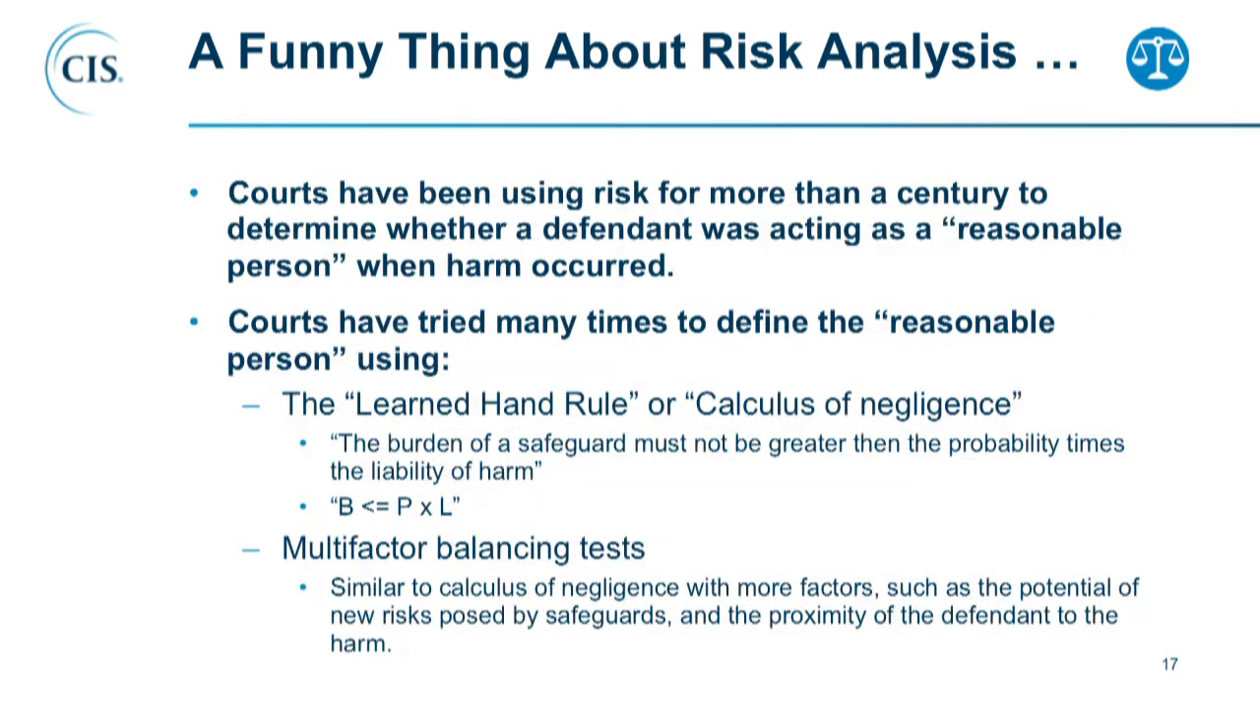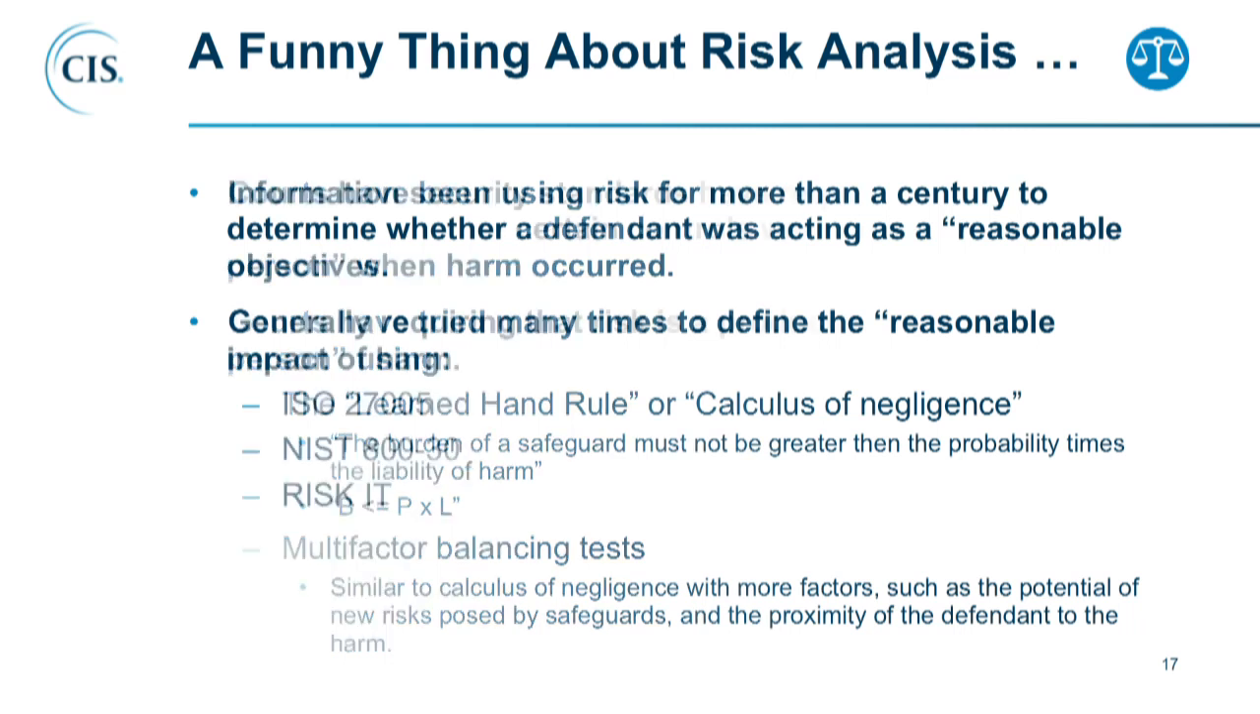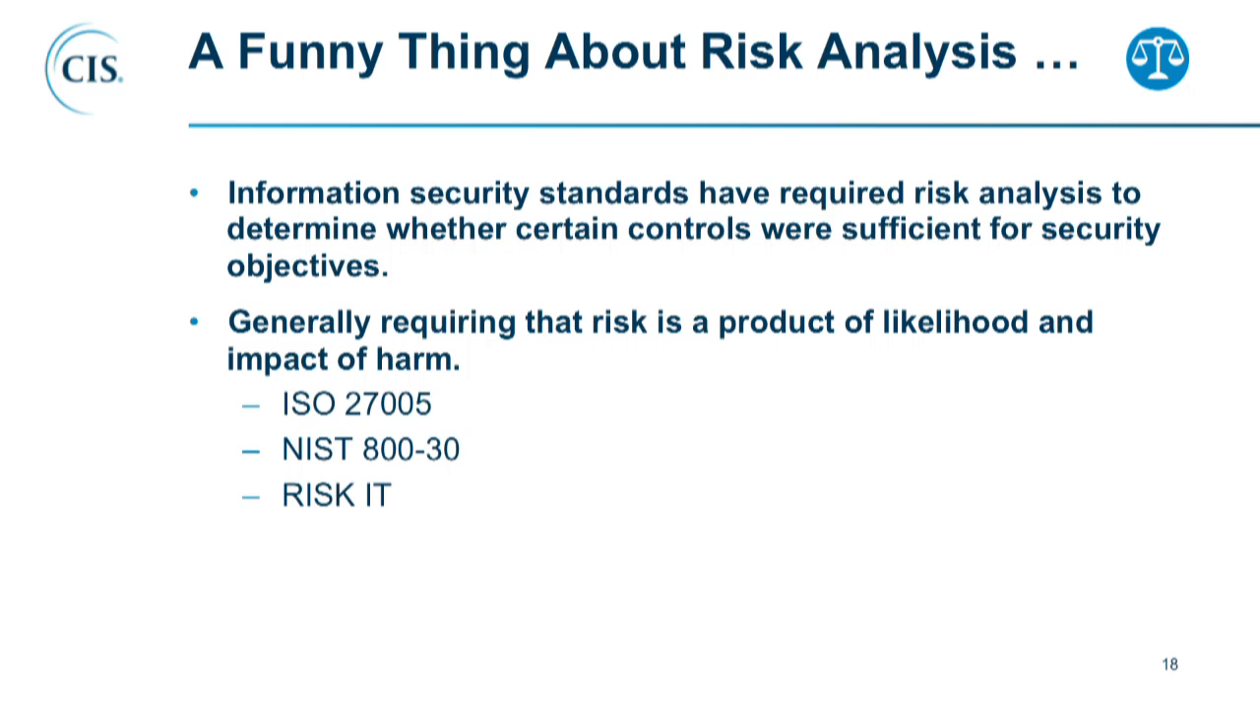Courts. We see this originally was called the learned hand rule, then the calculus of negligence. It's now used as multi-factor balancing tests. Most states have a multi-factor balancing test that looks like the risk analysis in CIS RAM. The idea there is burden should not be greater than the impact, or the probability times the liability is the way Learned Hand first declared it in 1949. But the courts were using this multi-factor balancing test to determine was there negligence or were people providing due care, or even was there a responsibility to care for others.